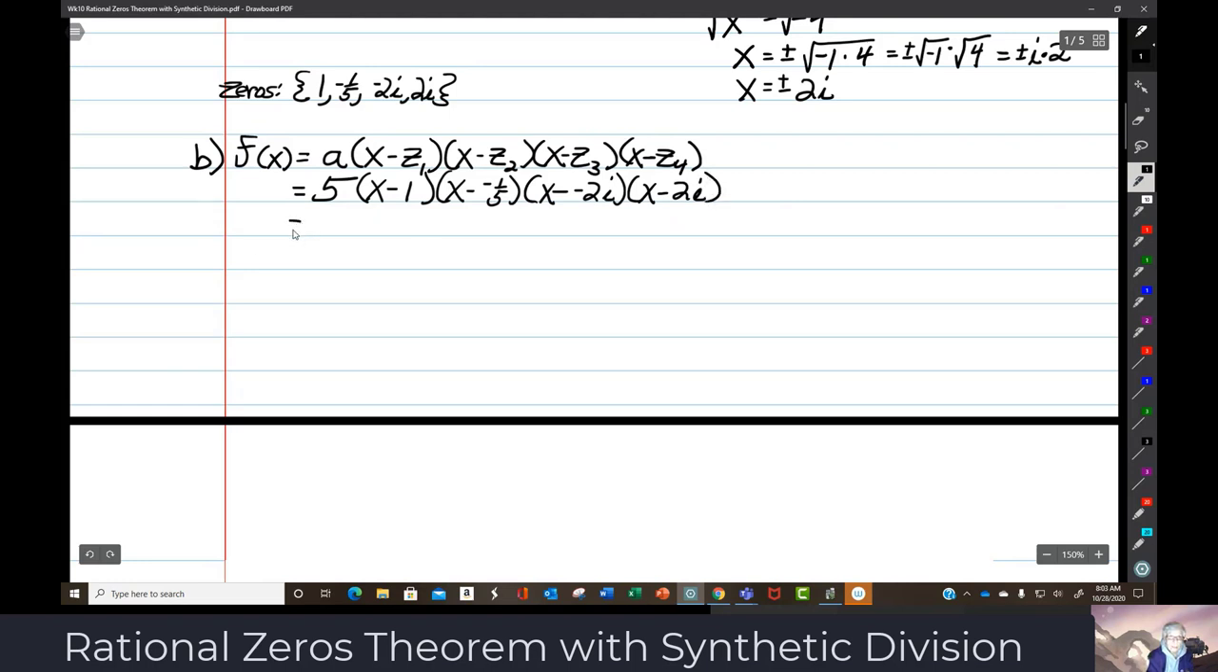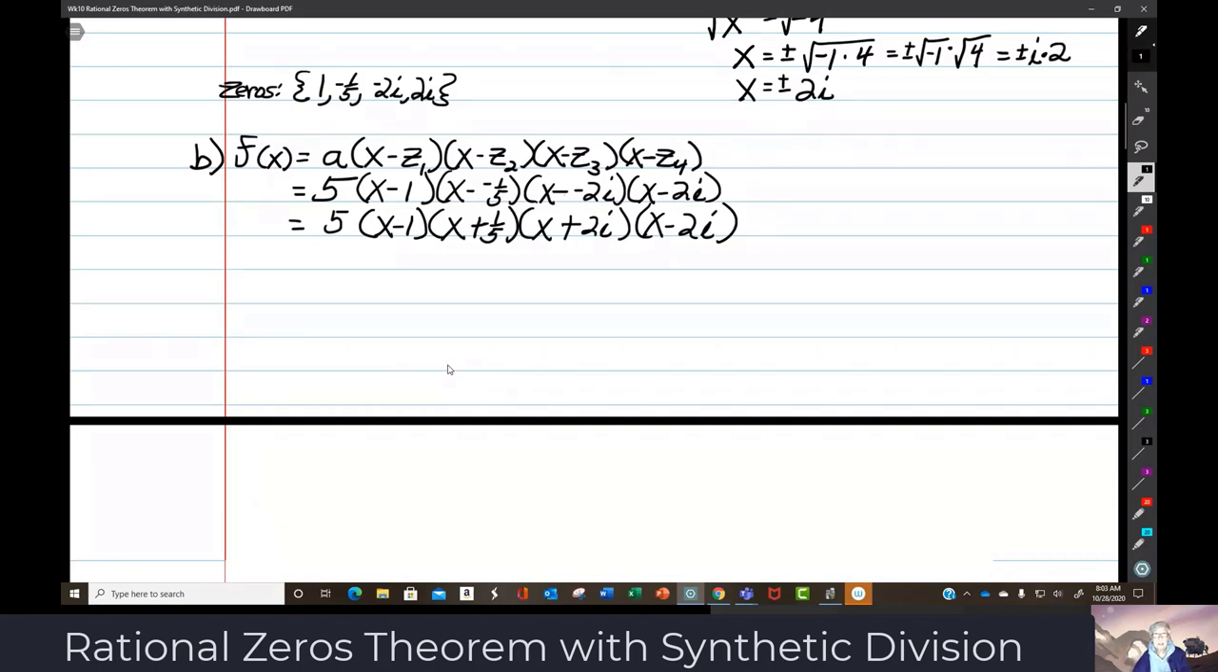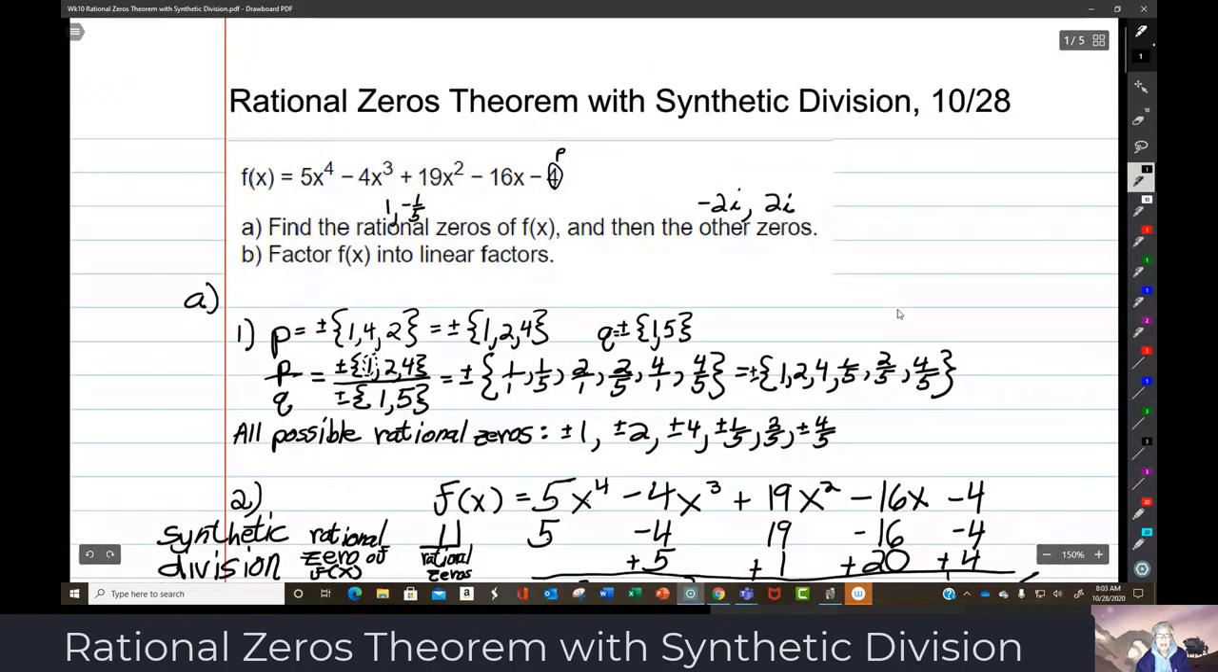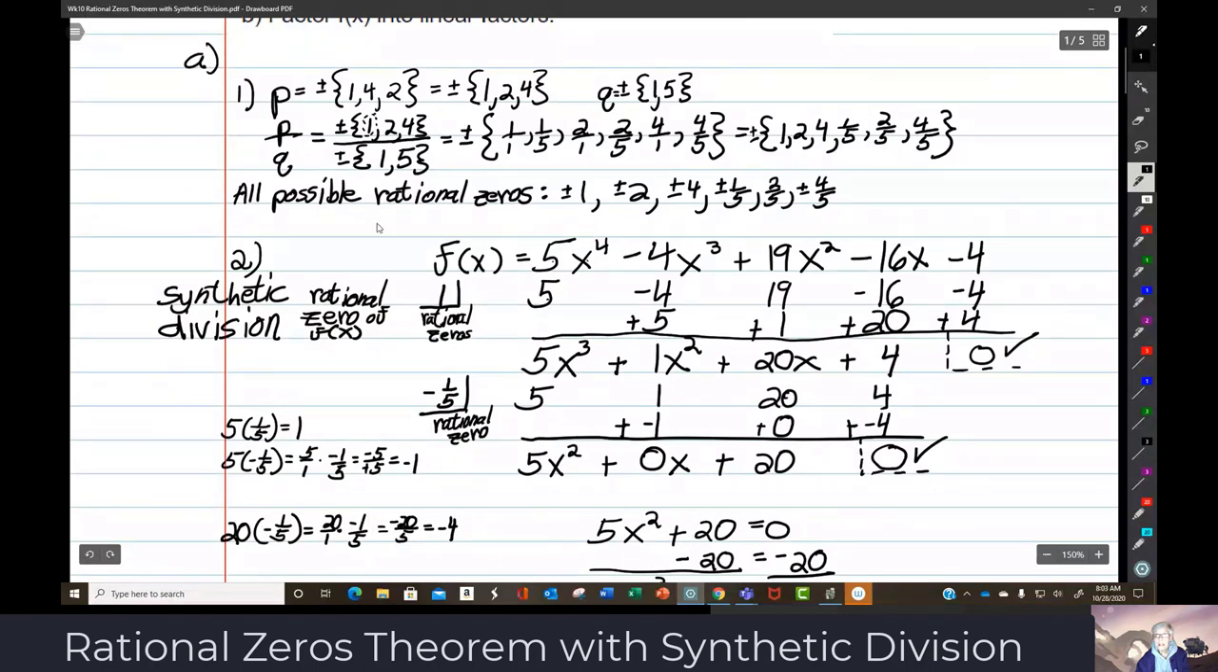So we have to clean this up one more time. This will be 5 times x minus 1 times x minus minus is plus 1/5 times x plus, minus minus is plus, 2i, times x minus 2i. And there is your answer. So we have answered all the questions. And it was synthetic division that permitted us to prove what the rational zeros are.